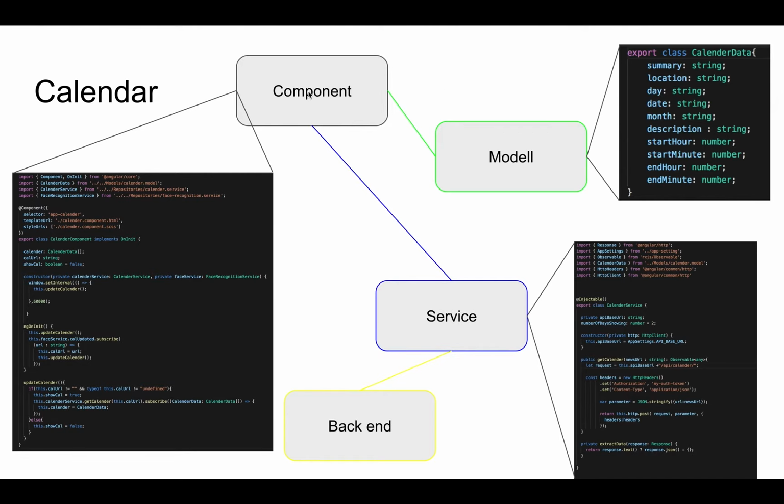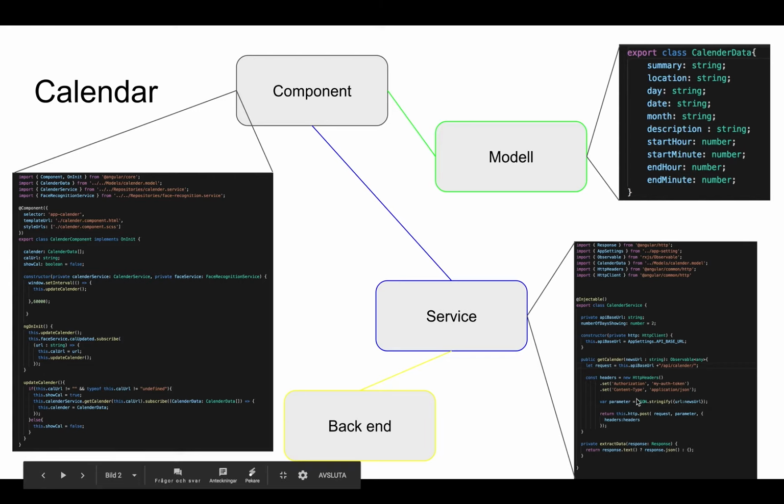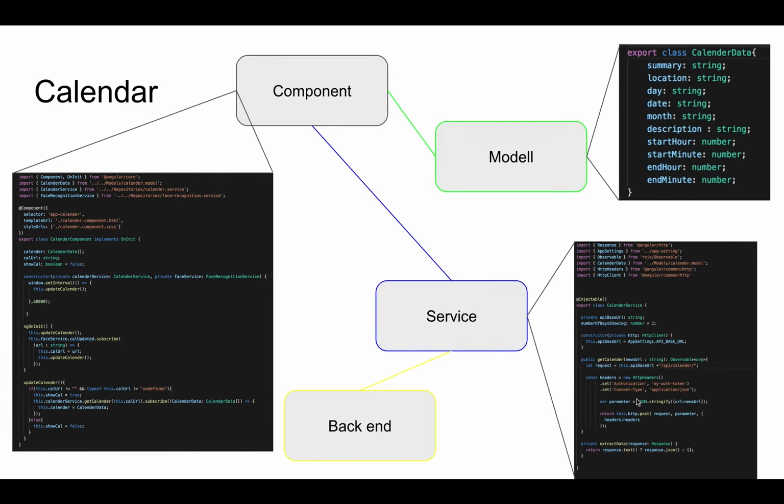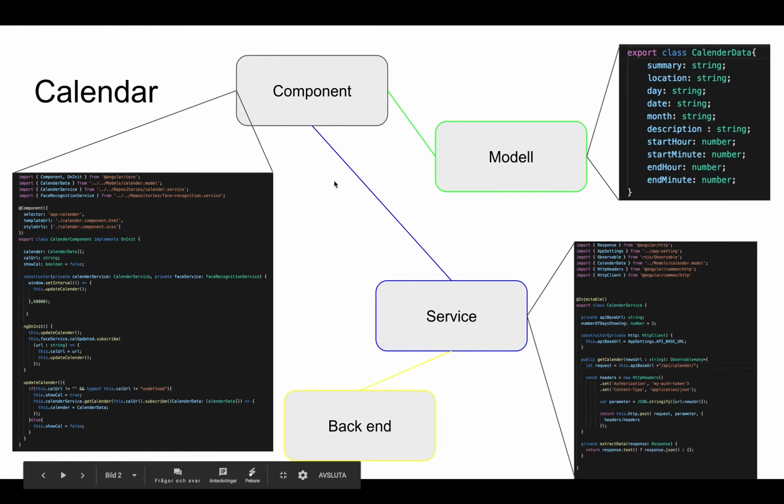So the component makes a call to this service, and the service is where the calculations and such are done. The service in this component is just doing a post call to my backend, and in this post call it sends the URL for the calendar to the backend. And then when it gets back, it will hold a model like this and send that back to the component.